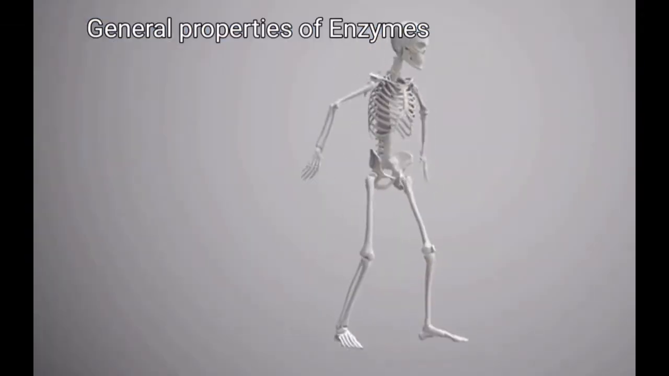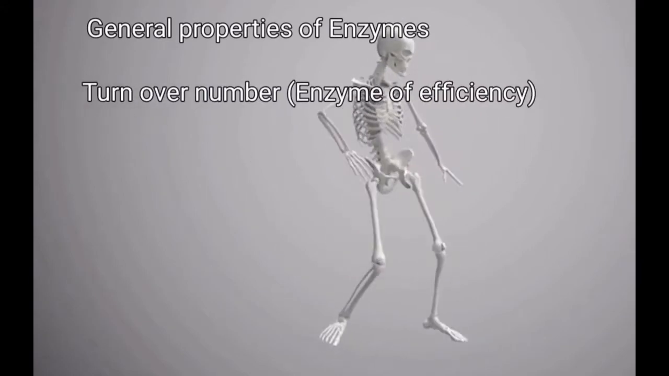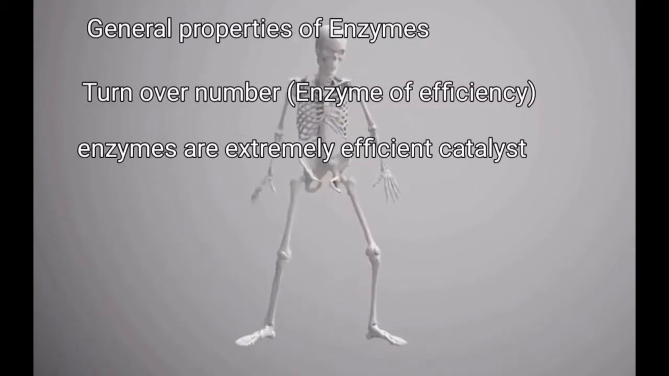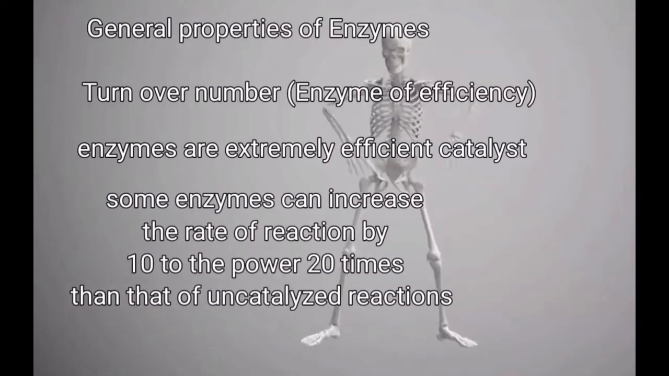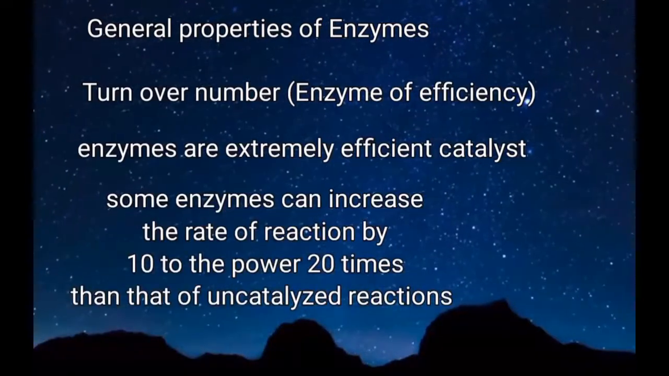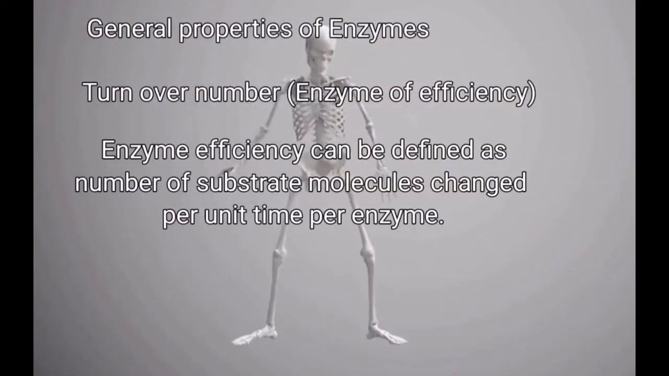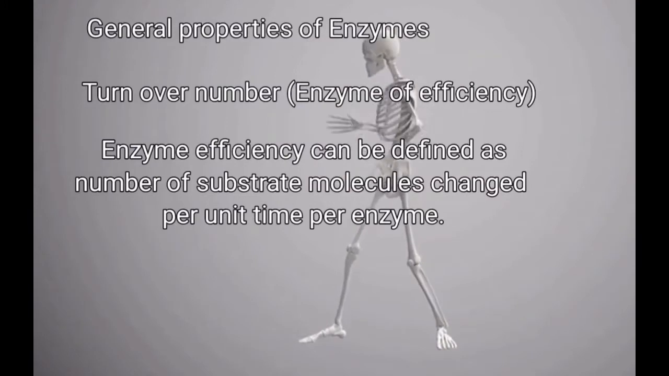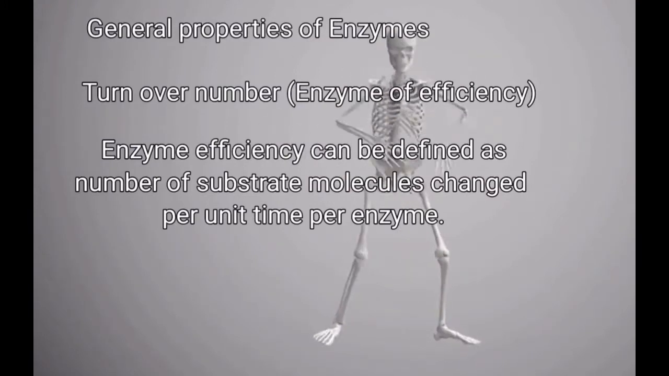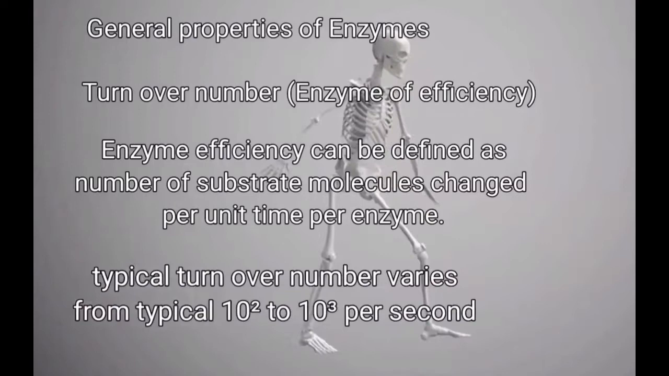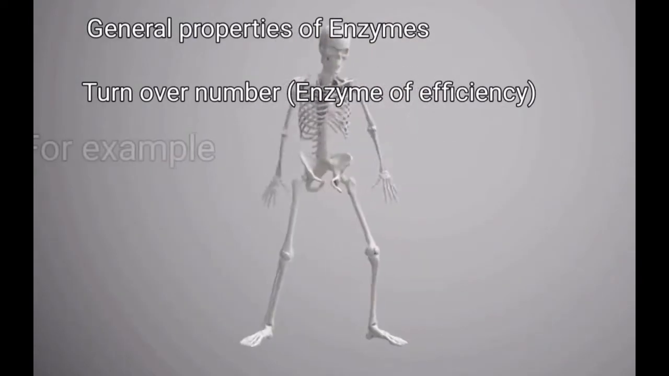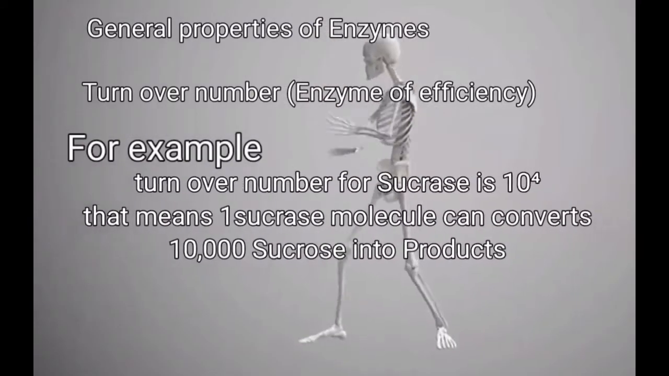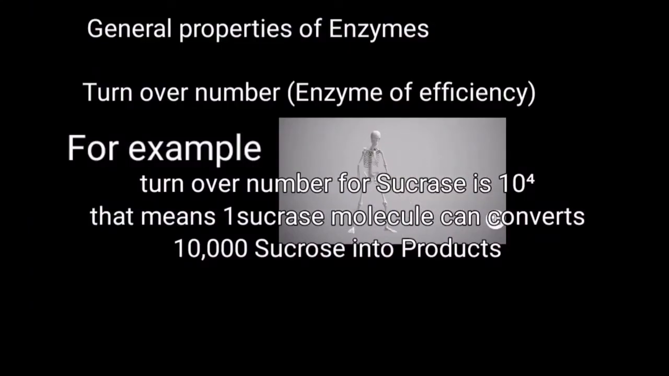And the other property of enzymes is turnover number, or you can say enzyme efficiency. The enzymes are extremely efficient catalysts, and some enzymes can increase reaction rates by 10 to the power 20 times over that of the uncatalyzed reaction. Enzyme efficiency can be defined as the number of substrate molecules changed per unit time per enzyme. The typical turnover number varies from 10 to the power 2 to 10 to the power 3 per second. For example, the turnover number for sucrase is 10 to the power 4. That means one sucrase molecule converts 10,000 sucrose molecules into products.